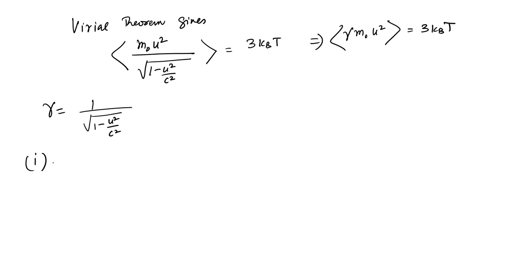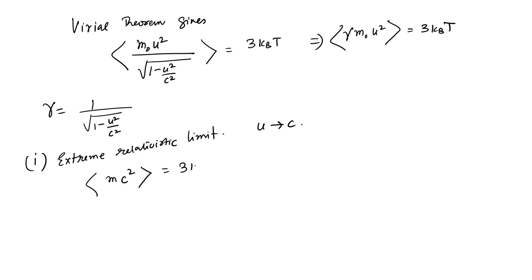Now, let us look at the extreme relativistic limit, that is E equal to Pc. Okay. So, this is mc square, so gamma m0 u square. What I mean is that u tending to c. So, that gives you mc square is equal to 3kT, where m is equal to gamma m0. Okay. And this gamma is tending to 1, because u tending to c, u square by c square will be equal to 1. So, this is equal to the total energy of the system in the extreme relativistic limit, and the average value of that is equal to 3kT. So, this is the equipartition theorem that we have.